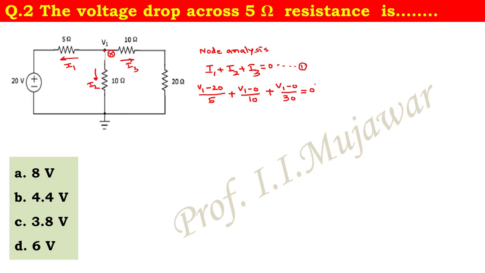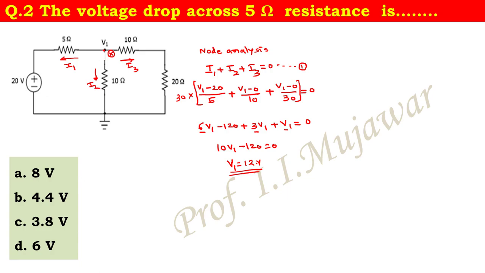Now we have to solve this equation. If I take the LCM 30, then I have 6V1 minus 120. What I'm doing is multiplying this entire equation by the LCM 30. So 6V1 minus 120 plus 3V1 plus V1 is equal to 0. So 6V1 plus 3V1 plus V1 is 10V1, minus 120 is equal to 0. So V1 is equal to 12 volt.